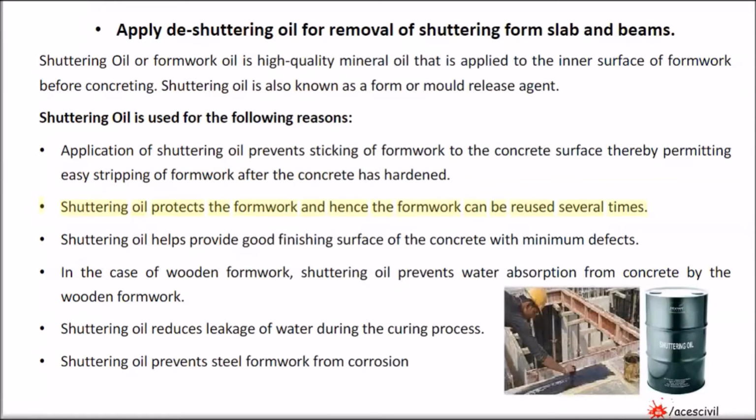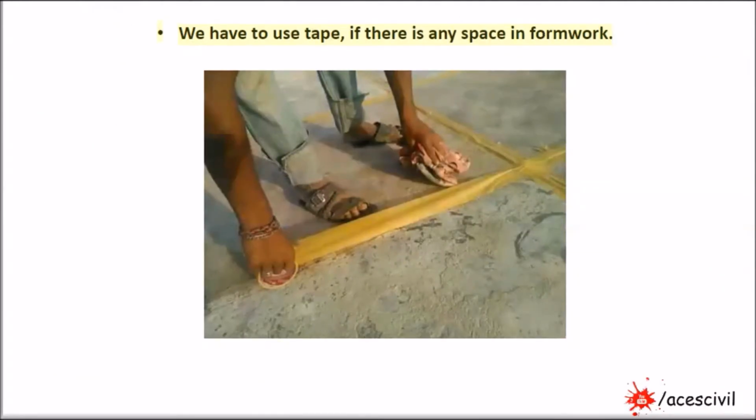Shuttering oil protects the formwork and hence the formwork can be reused several times. Shuttering oil helps provide a good finishing surface of the concrete with minimum defects. In the case of wooden formwork, shuttering oil prevents water absorption from concrete by the wooden formwork. Shuttering oil reduces leakage of water during the curing process. Shuttering oil prevents steel formwork from corrosion. We have to use tape if there is any gap in formwork.